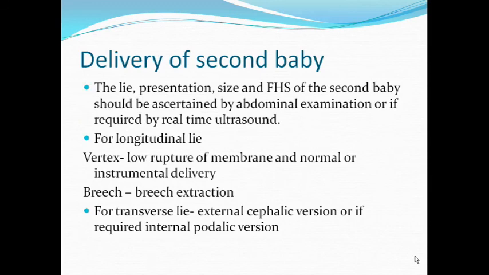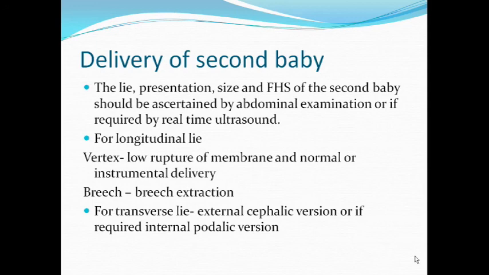For the delivery of the second baby, you should assess the lie, presentation, size and FHS of the second baby by abdominal examination or, if required, by USG. If the second baby is in longitudinal lie and vertex position, then rupture the membranes and perform either normal or instrumental delivery depending on the condition. If the baby is in breech presentation, then you should go for breech extraction.